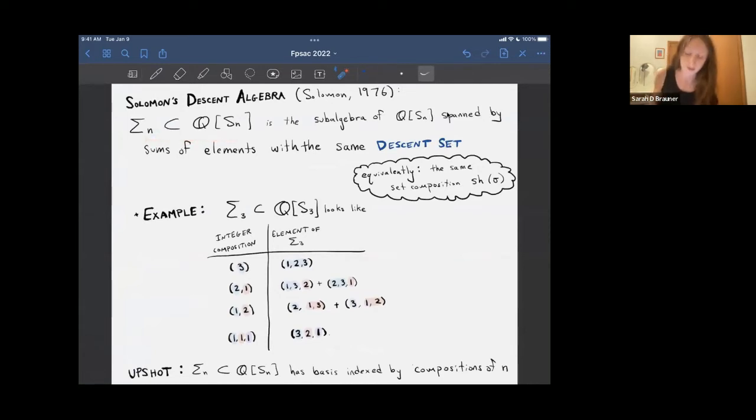Okay, so the statistic, it turns out, defines a subalgebra of the group algebra of the symmetric group, which is called Solomon's descent algebra after Solomon. It's spanned by sums of elements with the same descent set, or equivalently the same shape. So for example, here's S3, here are our 4 possible integer compositions, and here are the corresponding elements of the descent algebra. The important thing is if 2 permutations have the same shape, I have to take the sum of both of them. So the upshot here is that I have some combinatorially defined subalgebra of the group algebra whose basis is indexed by compositions of n.